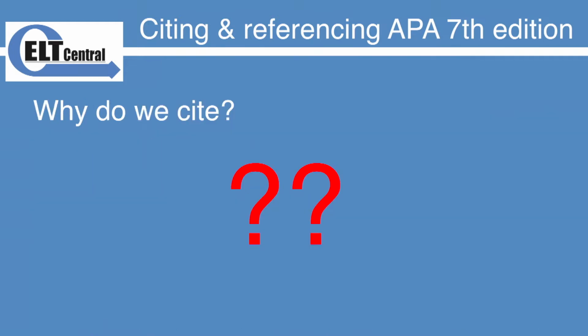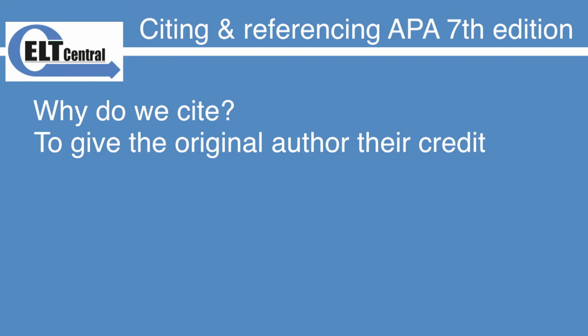Next question, why do we cite? We cite to give the original writer the credit they deserve. For example, why would I allow anyone to use the research I've conducted to make their work great without them giving me the credit for what I've contributed?